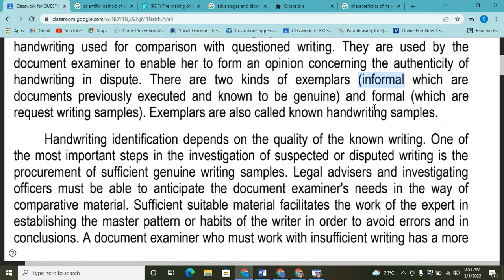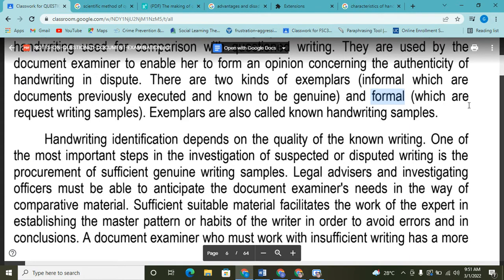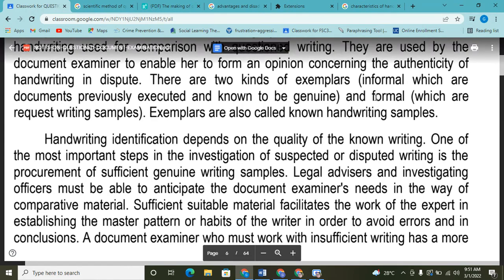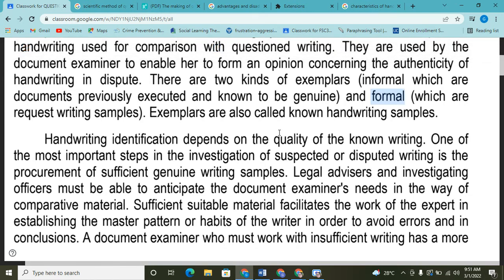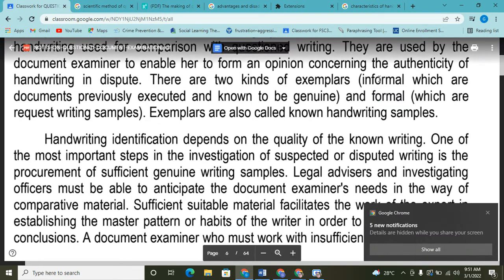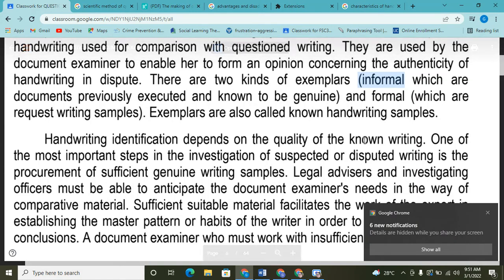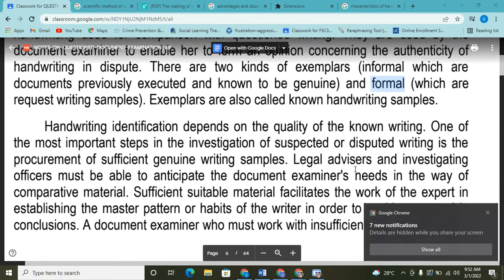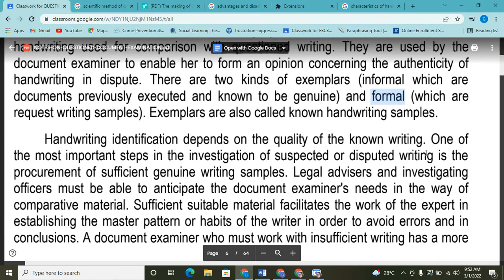The other example of exemplar is formal exemplar. These are standards that are requested. Meaning to say, the issue already exists, and the examination has begun. But you need more standards, so you request the person to write according to the dictation of the expert. That is called formal exemplars. The other term is requested standards. Again, the other term for informal exemplar is collected standard. The other term for formal exemplars, again, is requested standard. Both informal and requested or formal standards are utilized by the expert in the conduct of comparison and in the conduct of evaluation.